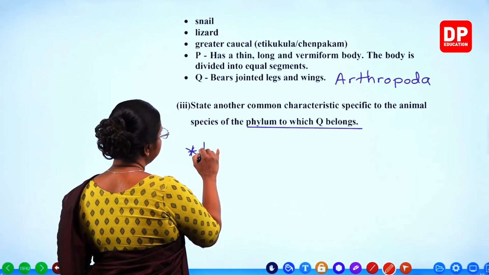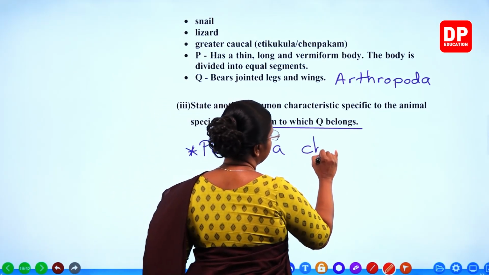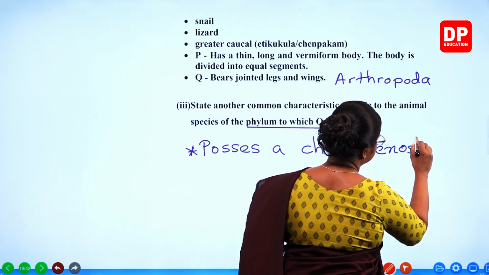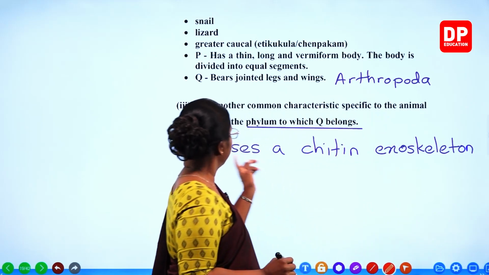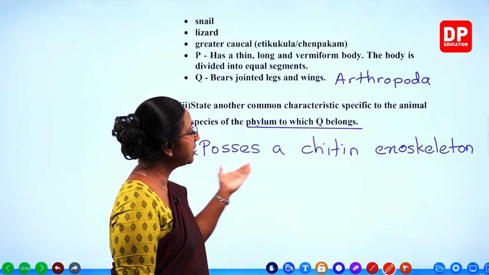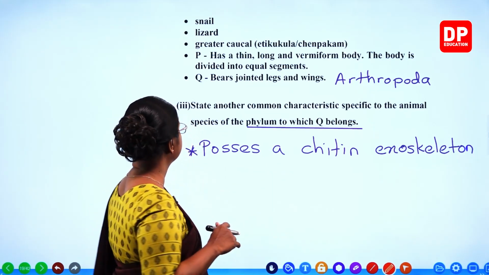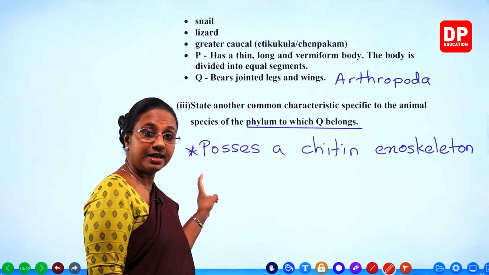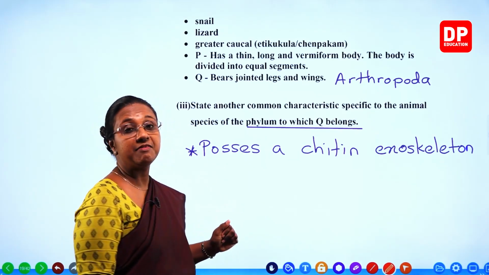One thing we can say, possess a chitin exoskeleton. So you can say possess a chitin exoskeleton, or you can say presence of chitin exoskeleton. That is one feature. So although they have asked, state another common characteristic, like I always do, I'll write both the possible characters. You can write any one of them.